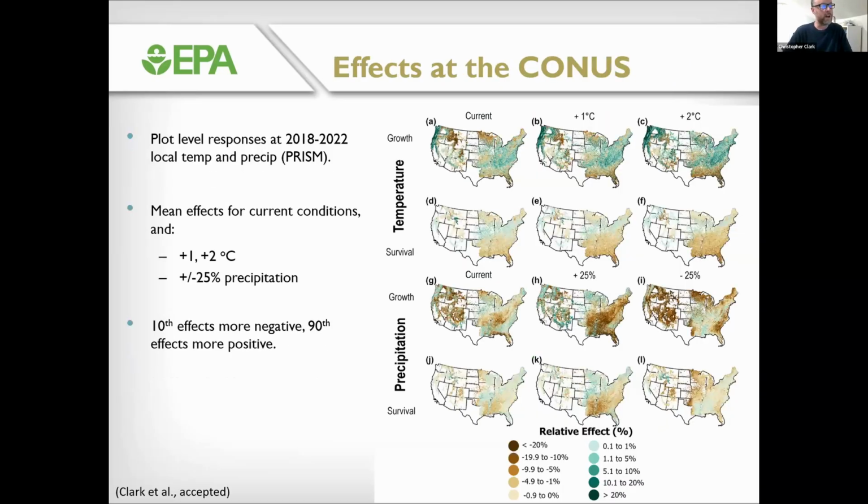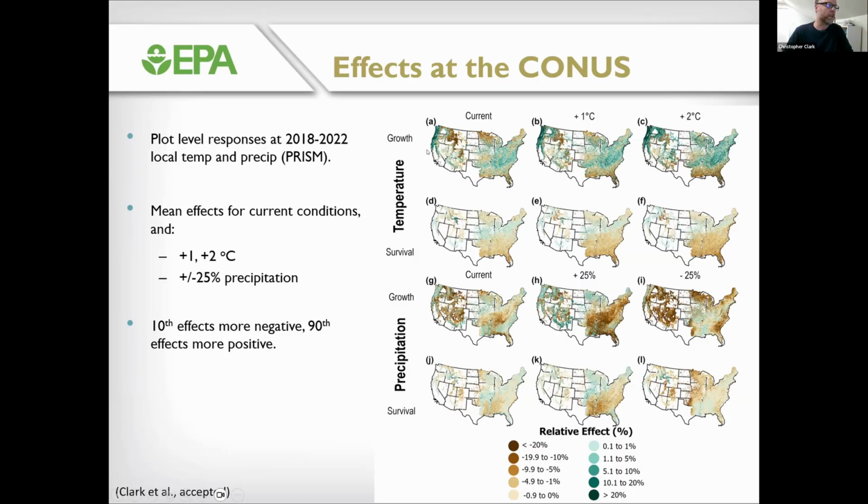So here's a slide of some of those results. These are the effects at the CONUS. These are plot level responses to recent climate. This is 2018 to 2022 average conditions using PRISM. And then we are showing just the mean plot effect. So remember, within a plot, there might be anywhere from 1 to, I think the maximum is like 30 or 40 species. So there could be a wide range of responses even at the plot level.